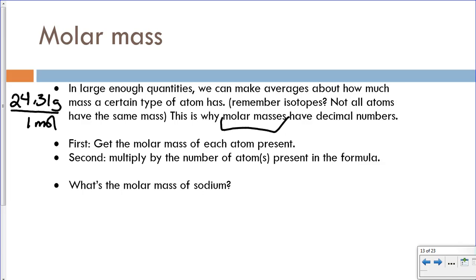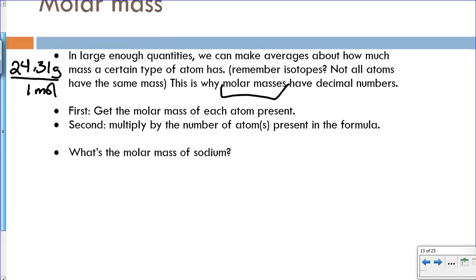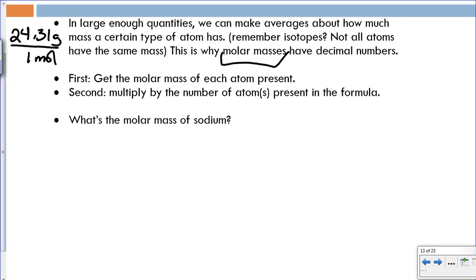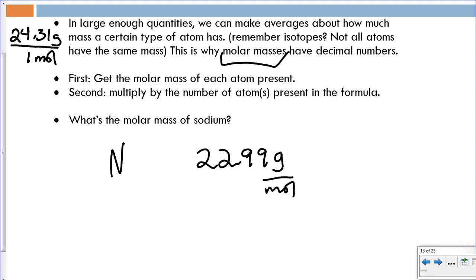So, how do we find the molar mass of species? Well, first off, we're going to find the molar mass of any atoms that might be present. Then we're going to multiply it by the actual number of atoms that are present. So, first example, we'll start things off nice and easy. What's the molar mass of sodium? You look on your periodic table, you find sodium, it's over on the left, it's in group 1. It has a molar mass of 22.99 grams per mole. Now, if I look at sodium as a chemical symbol, is it allowed to exist by itself? Yes. So, the molar mass of sodium is 22.99 grams per mole. I don't need to worry about multiplying anything because there's only one sodium.